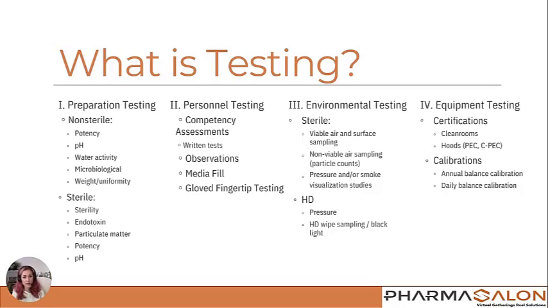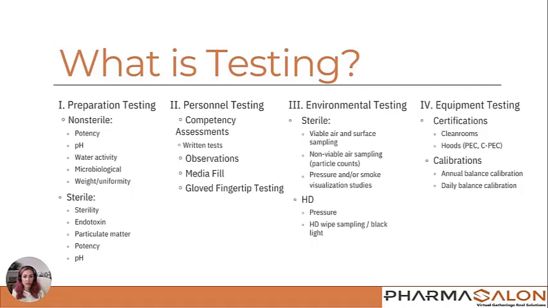Our first section here is preparation testing. On the non-sterile side, these are some common tests that might be performed. Potency, pH, water activity, that's a big one for BUDs, microbiological, or weight and uniformity. On the sterile side, you're going to be doing sterility and endotoxin. You might also do particulate matter and potentially potency and pH.